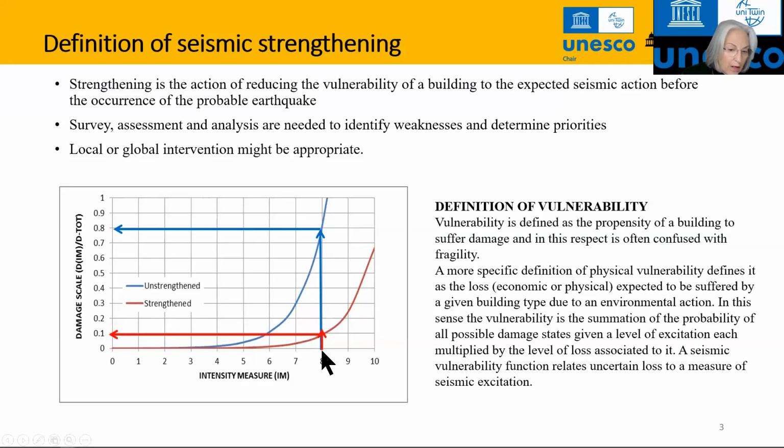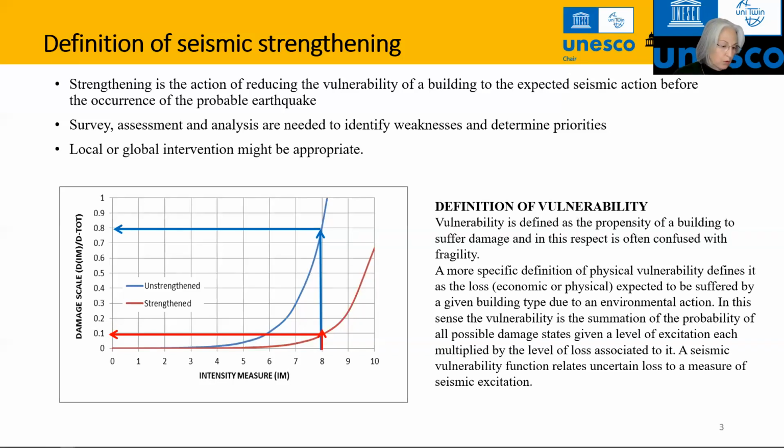that for a level 8, which is usually considered the level that provides damage, for unstrengthened structures, possibly poor masonry structures, we can expect as much as 80% of damage, while for the strengthened case, we will have a probability of 10% of damage. And this gives you the measure of how the strengthening can actually improve the conditions.